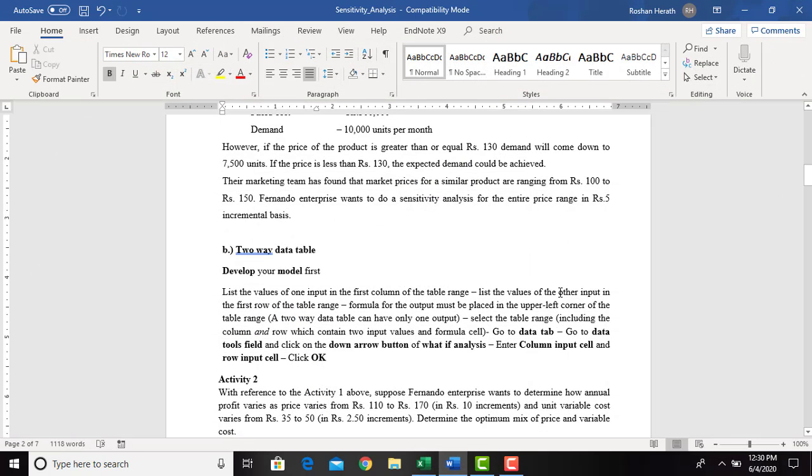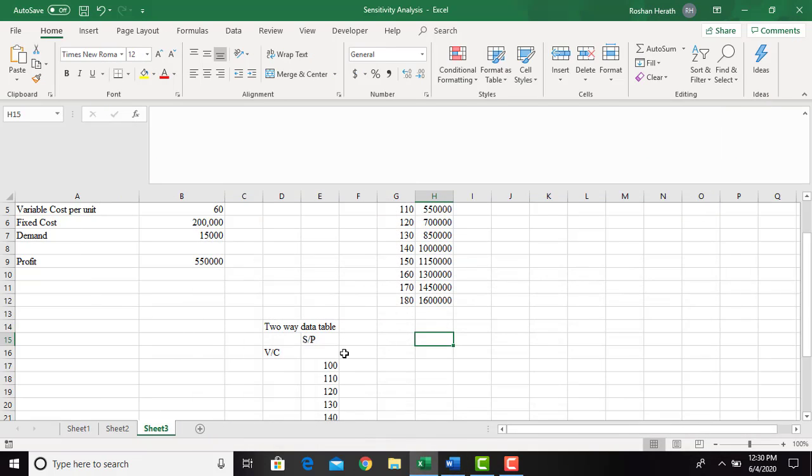It says that you have to take that, list the value of the other input in the first row of the table range.